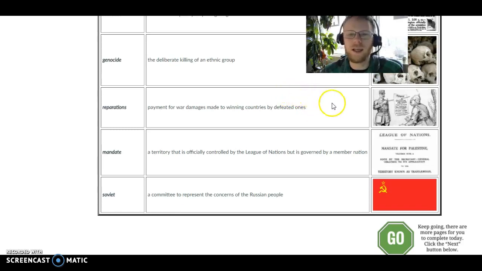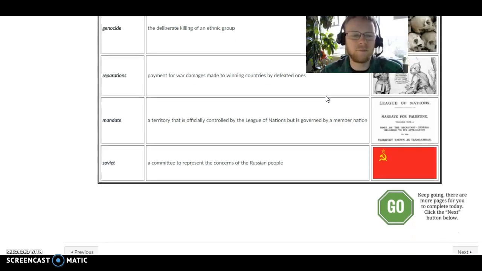So if country A beats country B in a war and then they make country B pay them for all the damages they had to suffer, that would be reparations. A mandate is a territory that is officially controlled by the League of Nations but is governed by a member nation. So we'll learn about that when we get there. And a Soviet is a committee to represent the concerns of the Russian people. We'll talk about the fall of the Tsars and the formation of the Soviet Union. We'll get there a little bit. Well, not so much the Soviet Union as in communist Russia.